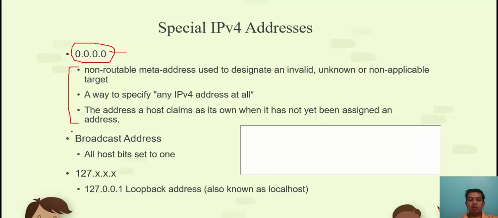Then we have seen that in the Class A part, there is one particular address which starts with 127. Now this 127 is a special IP address. This is used for testing the system, so it is known as a loopback address. It is used to test your own machine.